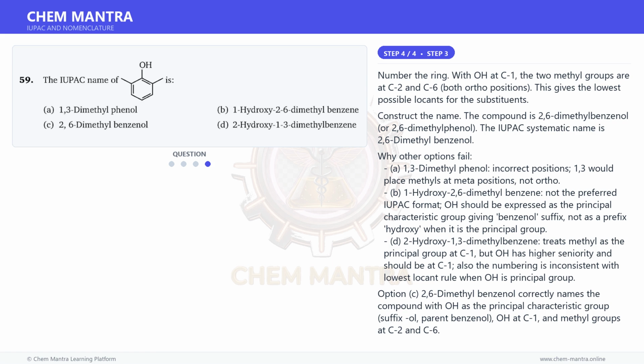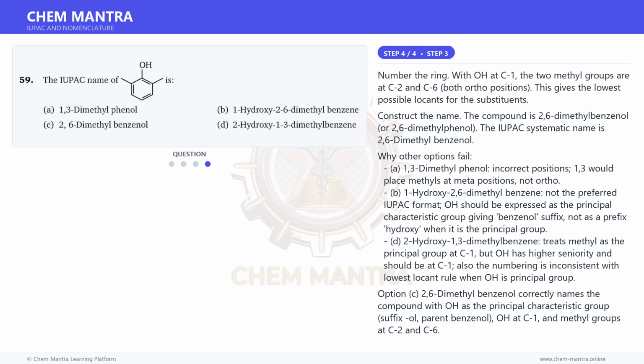A. 1,3-dimethylphenol. Incorrect positions. 1,3 would place methyls at meta positions, not ortho. B. 1-hydroxy-2,6-dimethylbenzene, not the preferred IUPAC format, or should be expressed as the principal characteristic group giving benzenol suffix, not as a prefix hydroxy when it is the principal group.